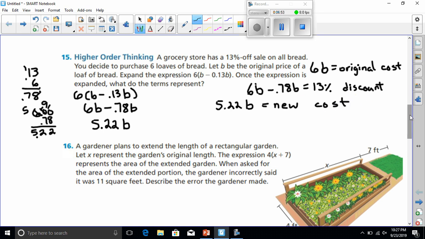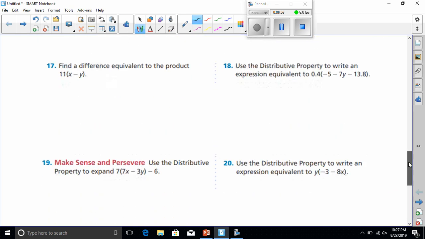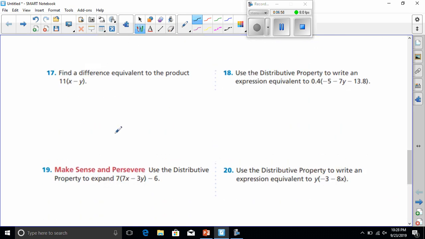All right, and let's go ahead and work number 17 now. Find a difference equivalent to this product. Well, remember what the words are saying. It says find a difference. A difference is the answer to a subtraction problem. And it's saying the answer to a subtraction problem is going to be equivalent to this product. Remember, this is multiplication here. I'm multiplying everything in front by everything in there. So let's go ahead and expand this first. 11 times x is going to give me 11x, and 11 times a negative y is going to give you minus 11y.